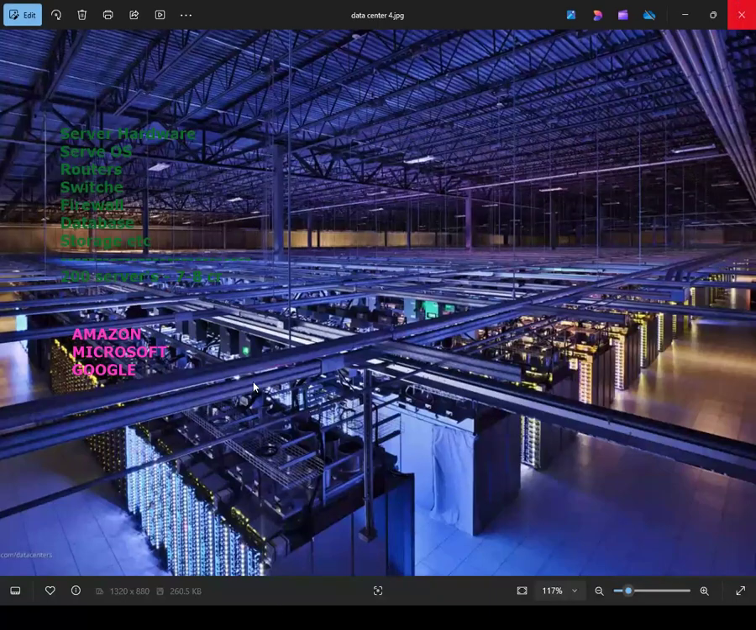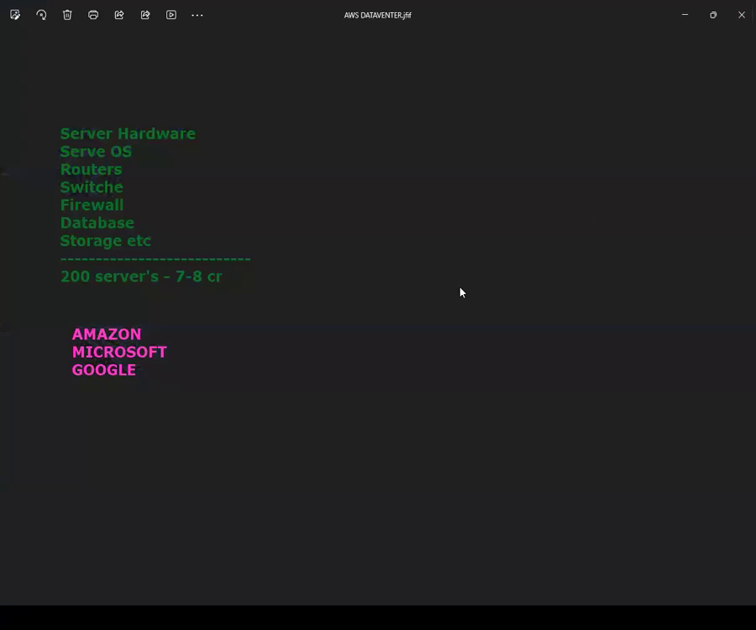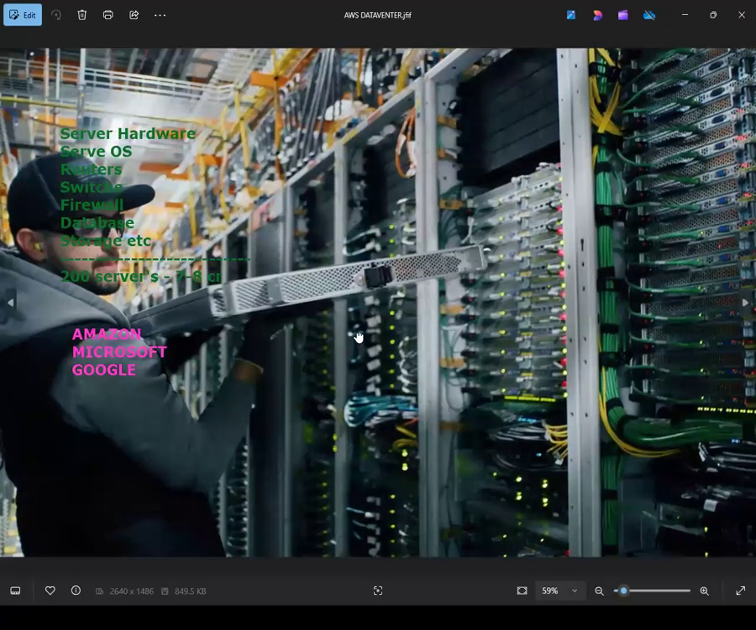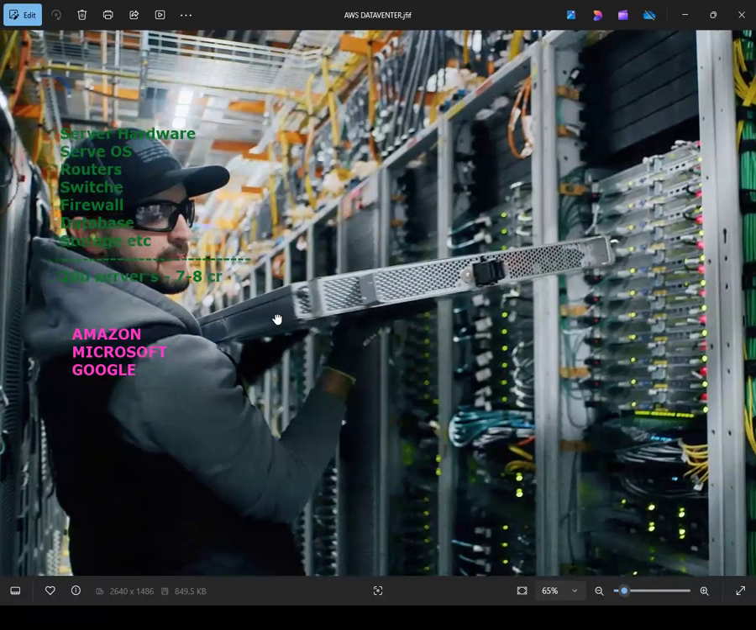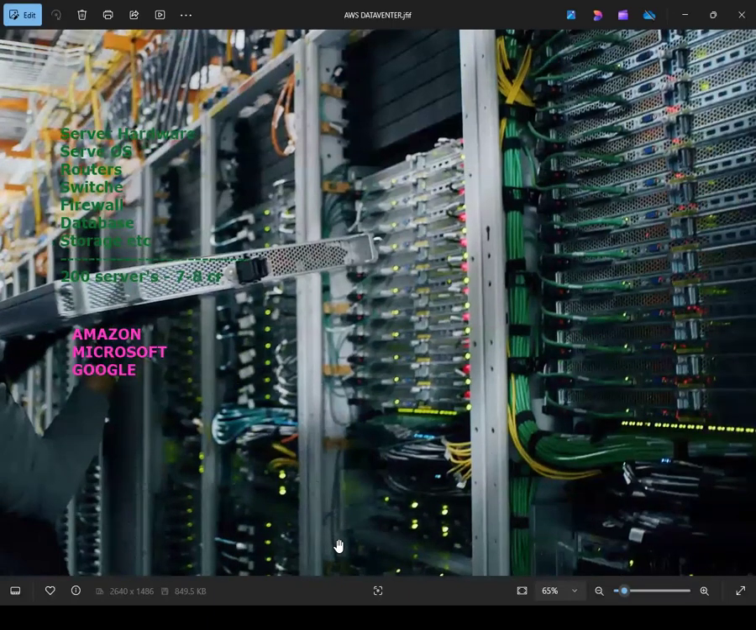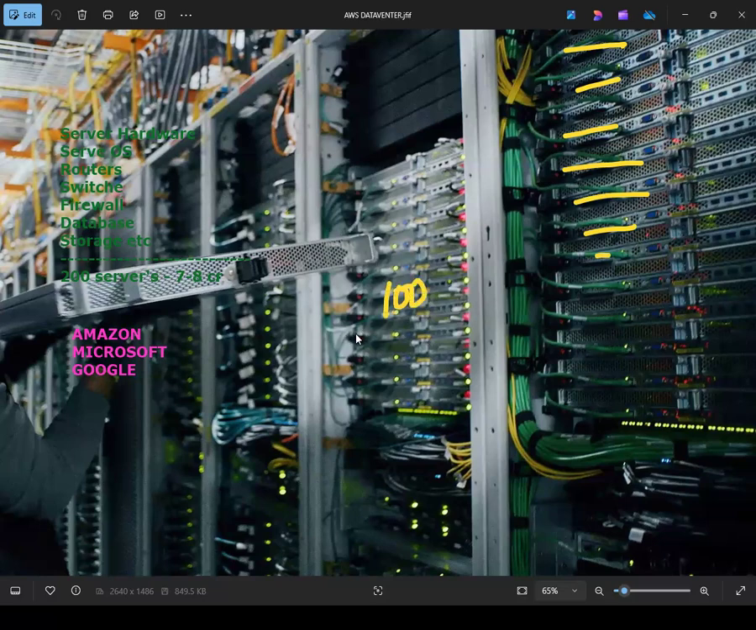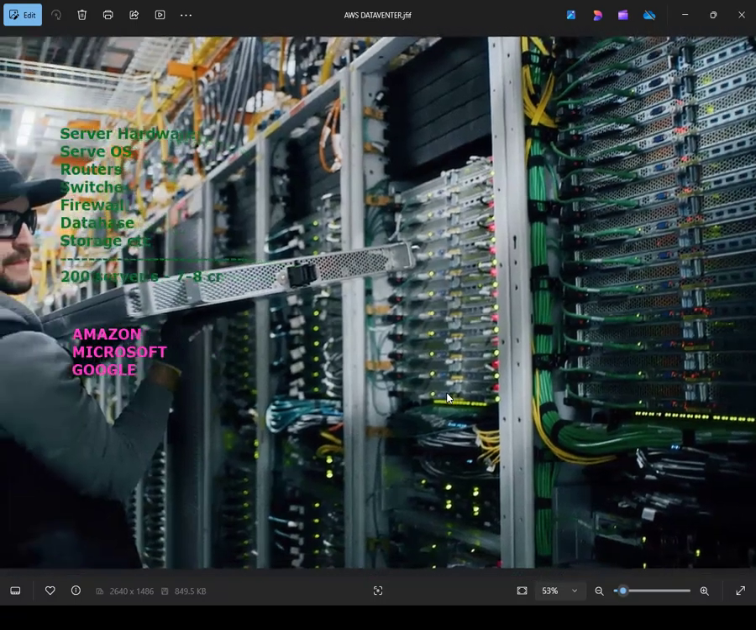Okay, let me just show you close images. See, this person is working in a data center, and what this person is holding here is one server. Now see here, how many servers are visible here? In this particular image only, there are some hundreds of servers available. So overall in this particular data center, there will be some lakhs of servers available, my friend. These servers we can take on lease or on rent and we can run our applications.